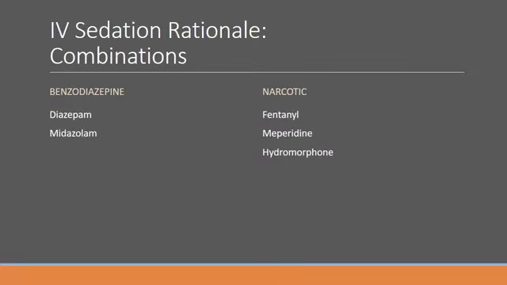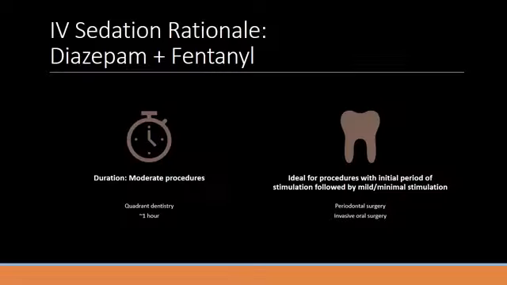Next, let's talk about combining agents. So we're going to look at combining our benzodiazepines, our diazepam and midazolam, with a narcotic. And typically, we're going to pick something like either fentanyl or meperidine or hydromorphone. So in terms of the rationale, we'll start off with looking at diazepam and fentanyl. This is a good combination.